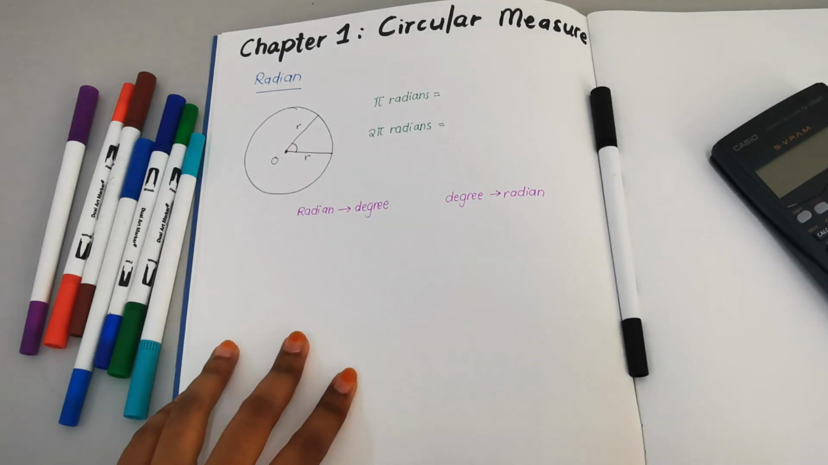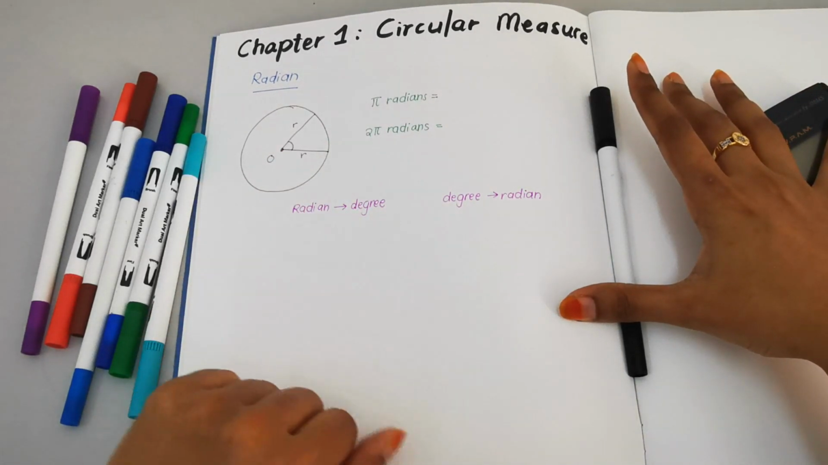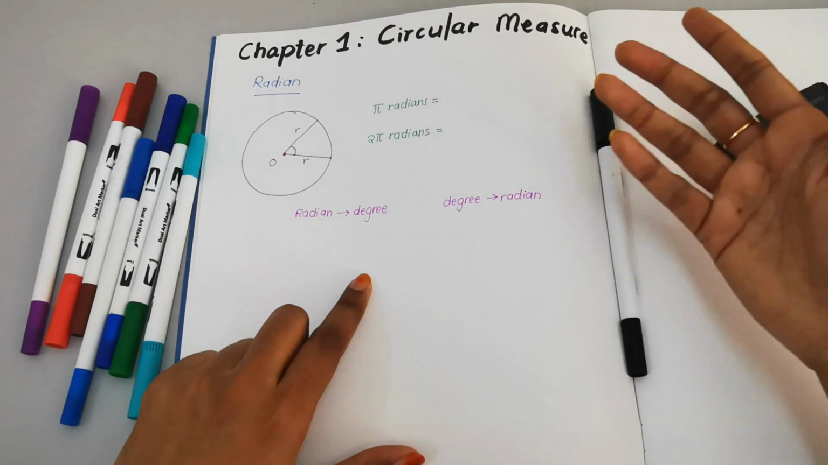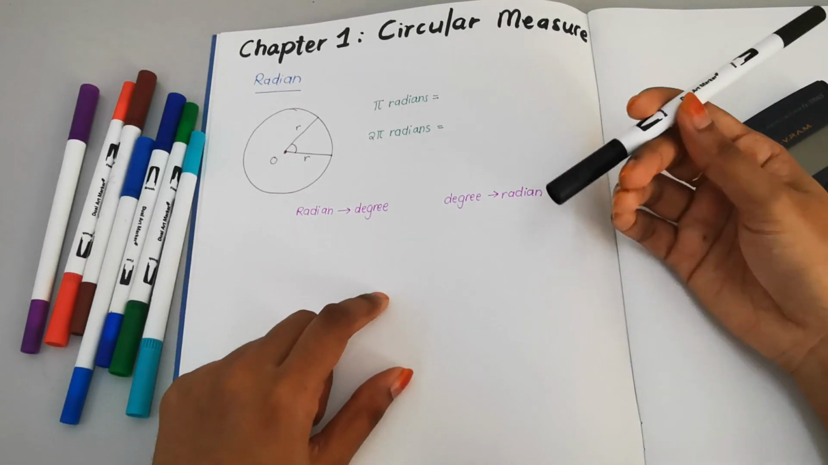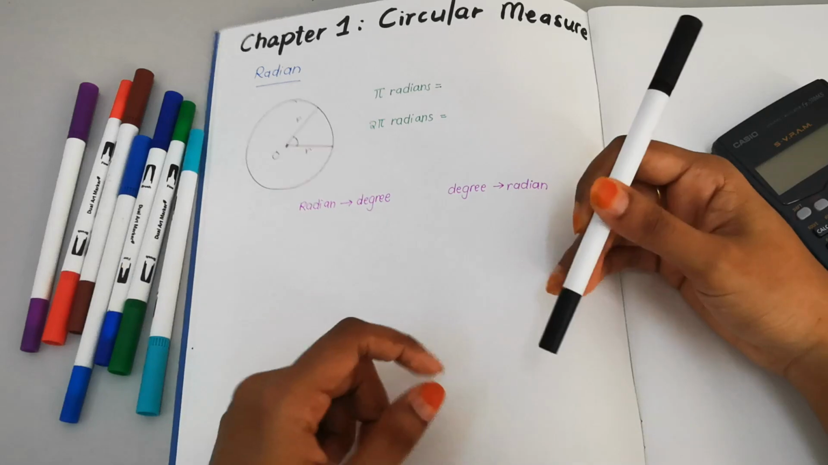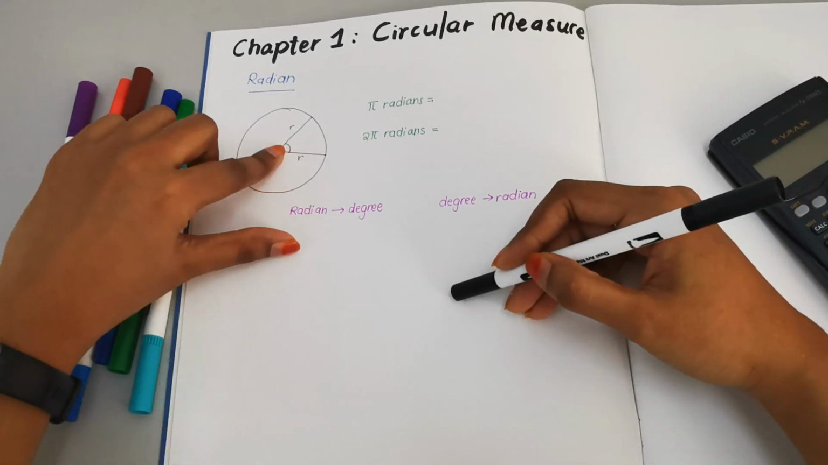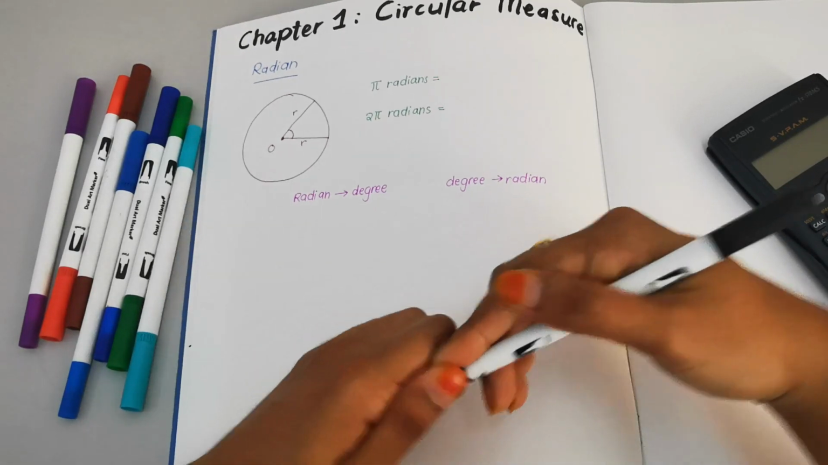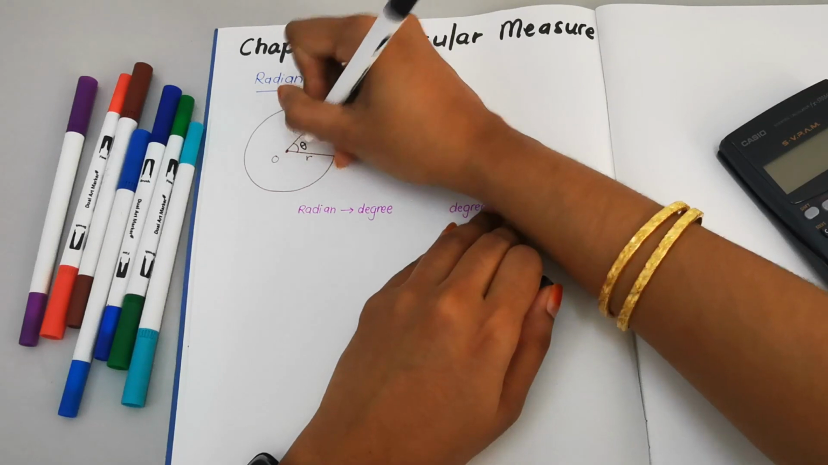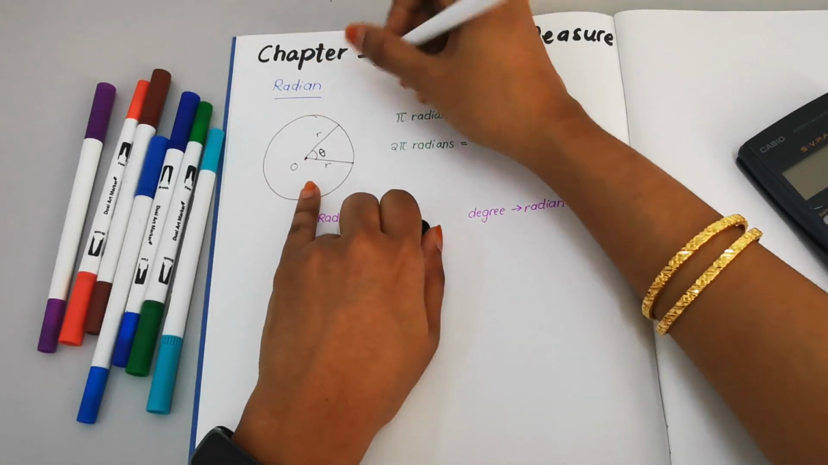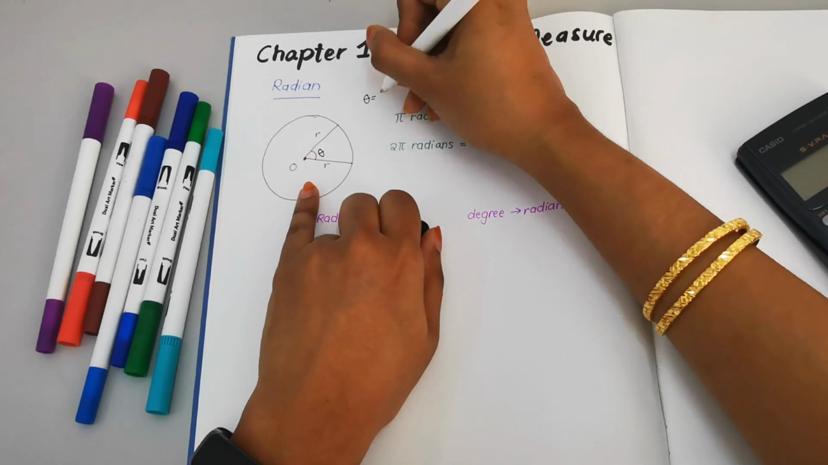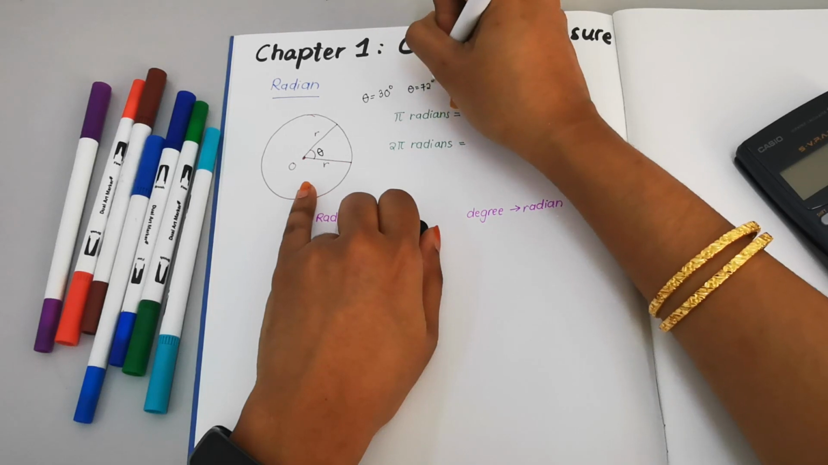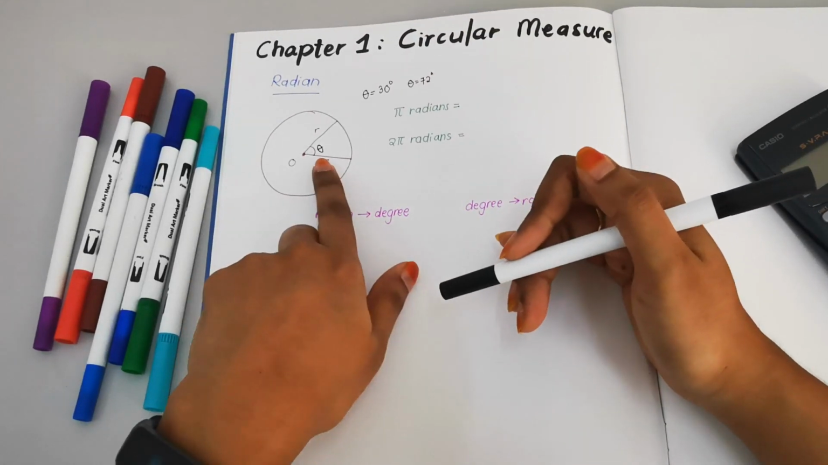For Form 5 KSSM, our first chapter is circular measure, and in this chapter you will be learning more about angles in the circle. Previously, between Form 1 and Form 3, you learned that the angle of a circle is usually written in degrees. So you write theta, for example, 30 degrees. Our theta could be 72 degrees. So this is the angle of a circle.